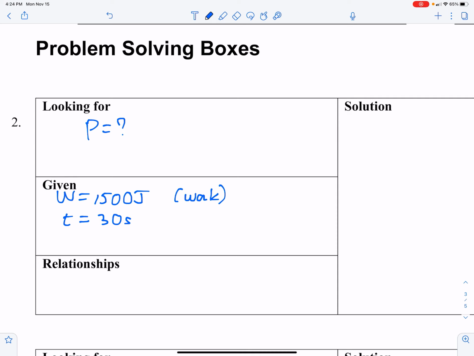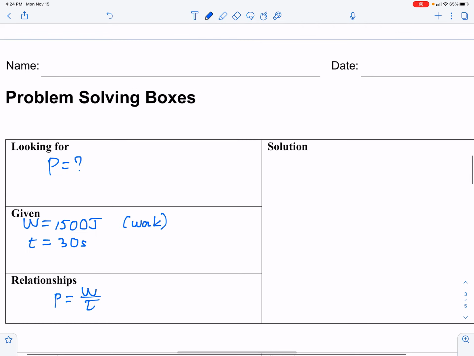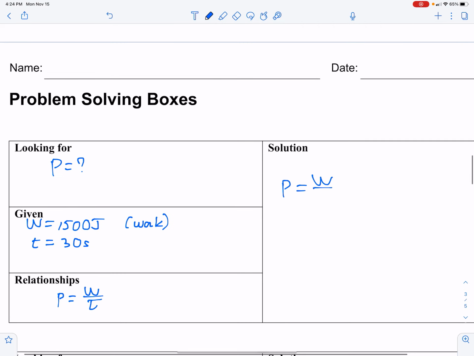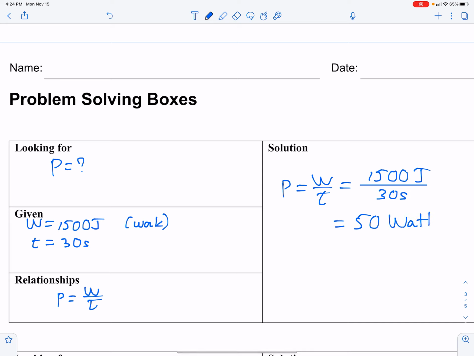Since we're given work and time, we're going to use the first equation for power, which is work divided by time. Let's take our 1,500 joules of work divided by our 30 seconds. And you get 50 joules per second. But instead of writing joules per second, we're going to write 50 watts. Now you can write out the word watts, or you can just write a capital W to stand for watts. Either one is fine.